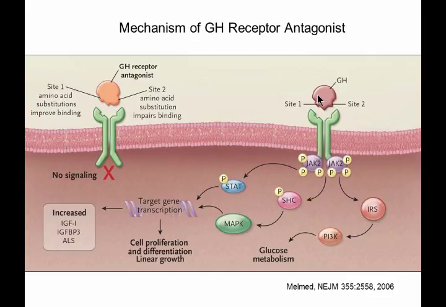We also can design. Here's the slide I showed you earlier about how growth hormone dimerizes two growth hormone receptor molecules, forming an activated cytokine-like receptor through the MAP kinase stimulating growth and IGF-1 formation.